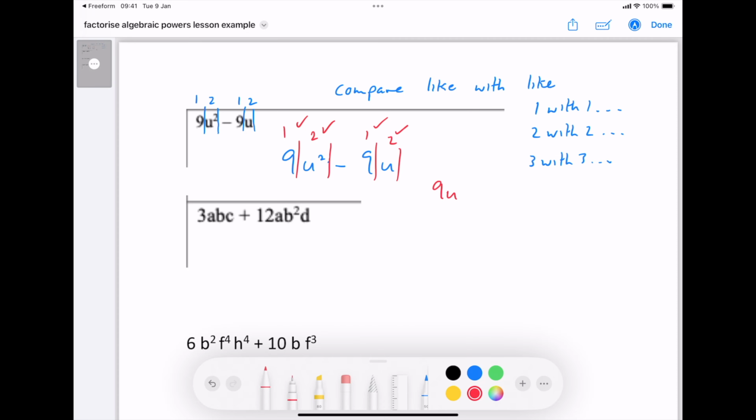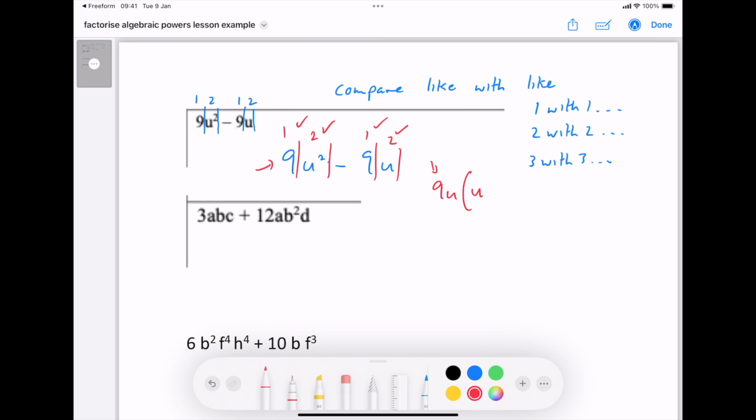And then you can see once you've compared each individual part, you go back to the start, and now you put the bracket in. Okay, so we need to make a 9, and we've already got a 9 outside, so we don't do anything. We need to make a u squared, and we've already got a u outside, so we need to put another u inside, because u times u is u squared. Right, so that's the first term done.